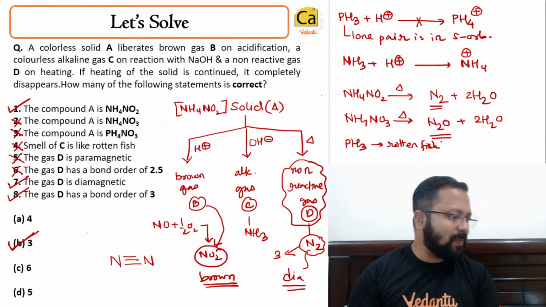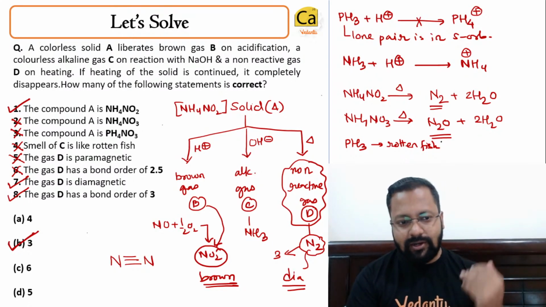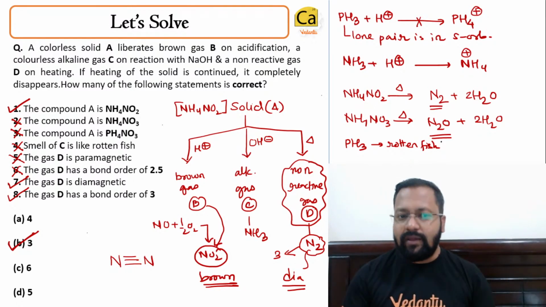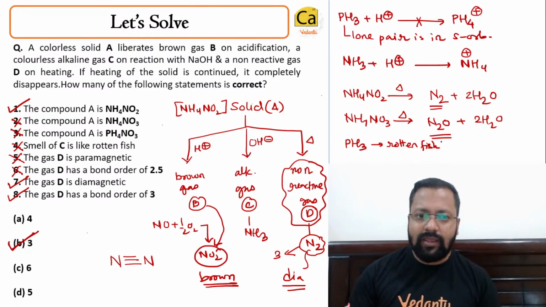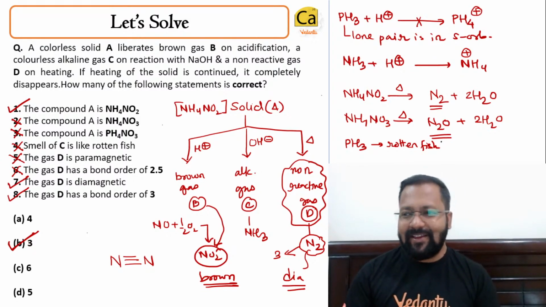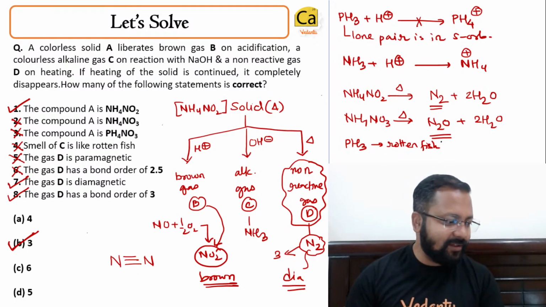Is that clear? Is that understood? The correct statements turn out to be 3. An elaborate question but not a difficult one. Okay, how do you know whether the question is difficult or not? If you solve enough number of questions.